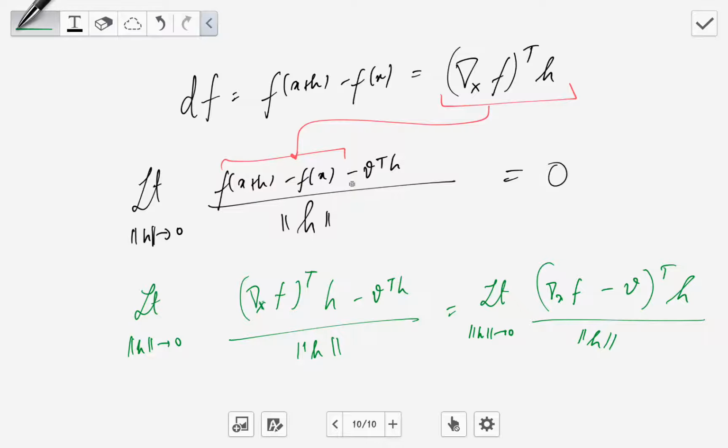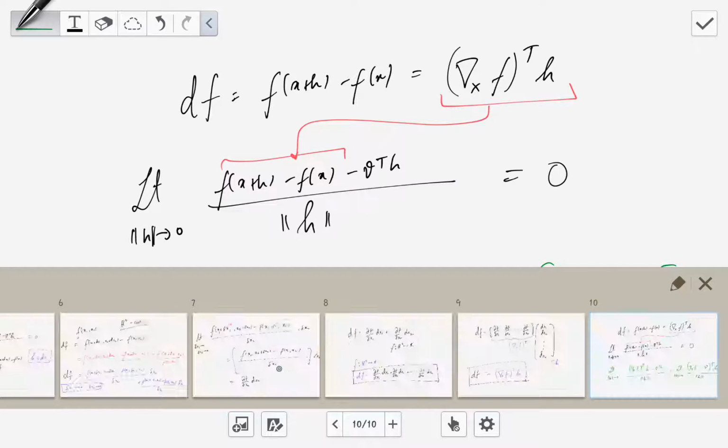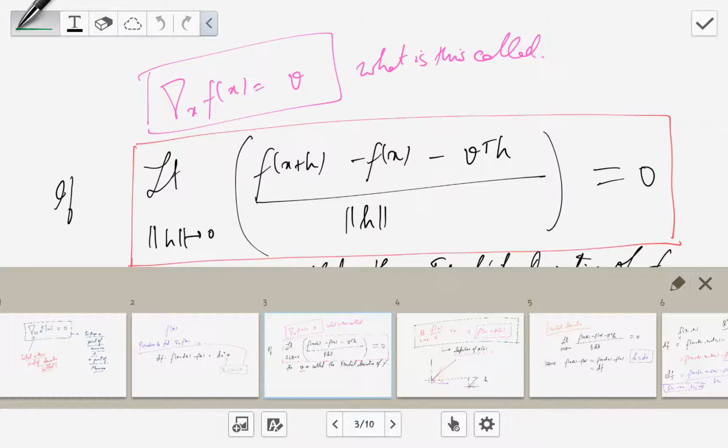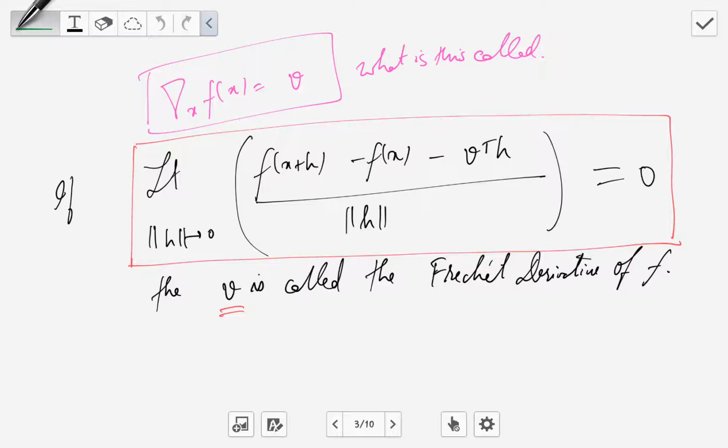This form, the form that you know, is that thing, v transpose h. This has come from the definition. I'm just writing the definition again. This is the definition of something called Frechet derivative. A v which satisfies this is called a Frechet derivative.